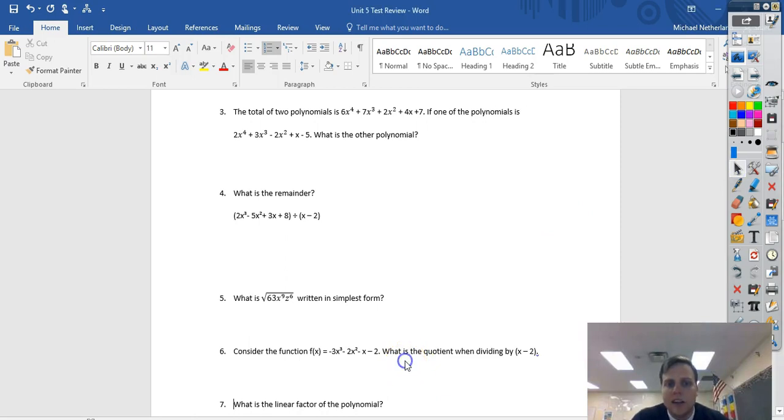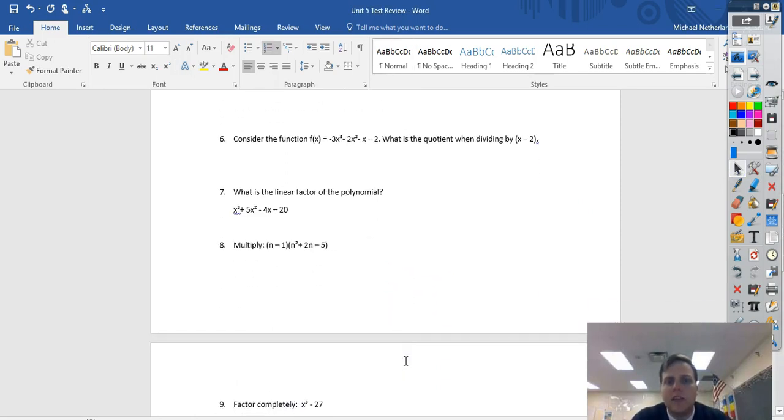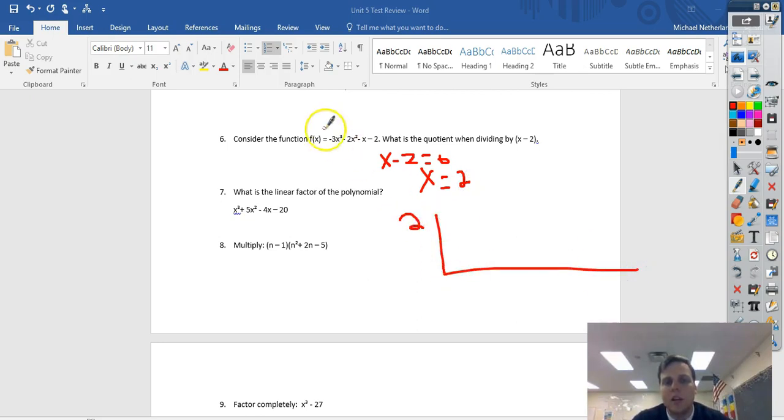Number 6. Consider the function f of x is equal to negative 3x cubed minus 2x squared minus x minus 2. What is the quotient when dividing by x minus 2? Okay, so we're dividing by a linear term. So that means I can use synthetic division. So first, you set what you're dividing by equal to 0, so x minus 2 equals 0, so x equals 2. Okay, so that's the number that I'm going to divide by. Now I write down my coefficients, so negative 3, negative 2, negative 1, negative 2.